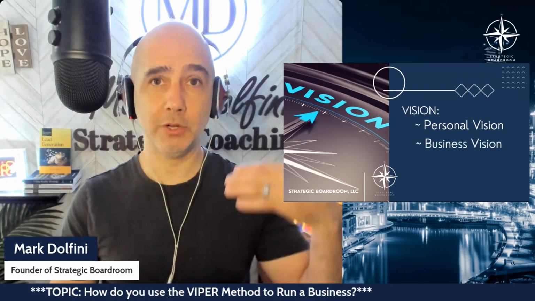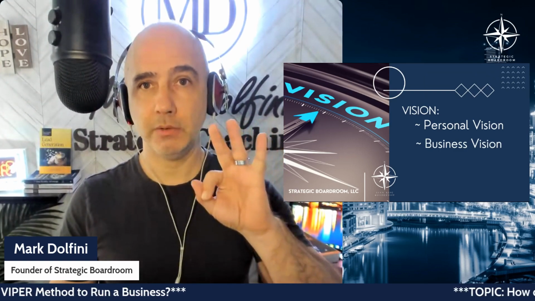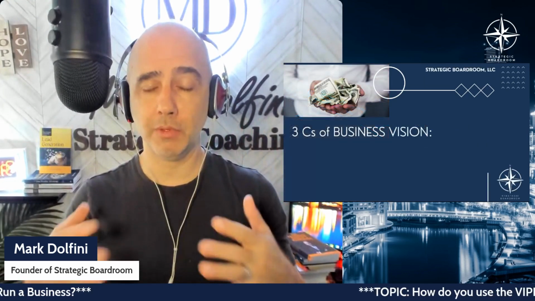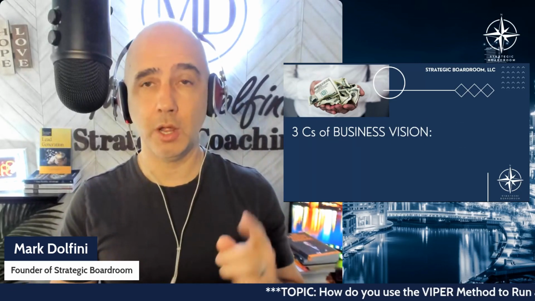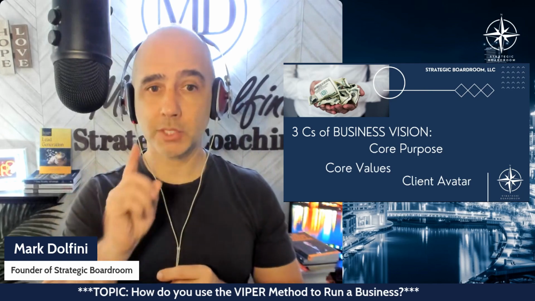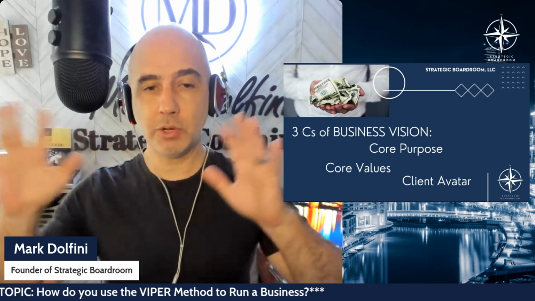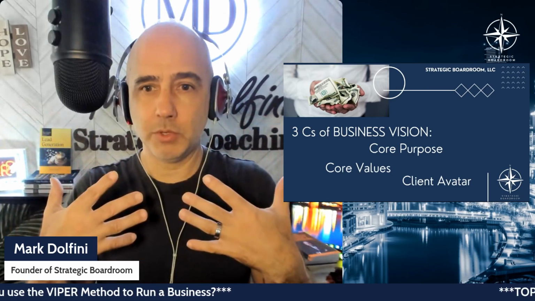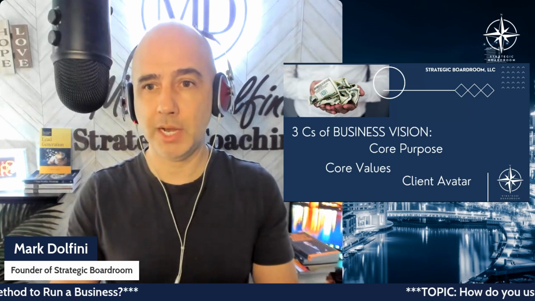Now, when you start thinking about your business vision, your business vision is defined in three ways. And those three C's of business vision are core purpose, core values, and client avatar. Now you can think about these things in any particular order. It doesn't have to be core purpose first.